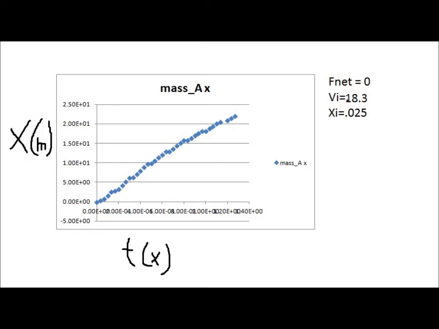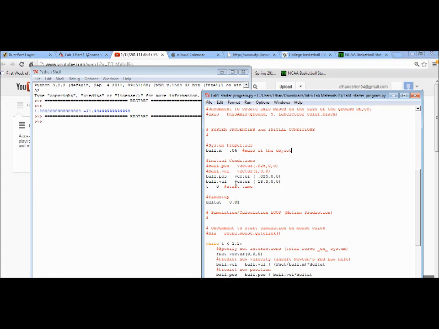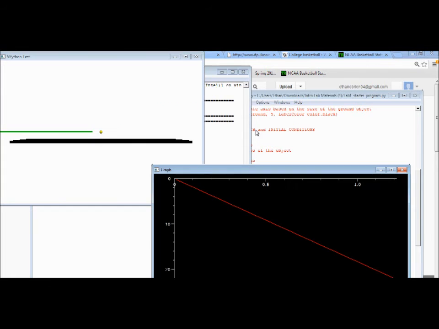This is the plot of the data. X is a function of t. What if I chose x going to the left? And this is a demonstration of what would happen. You can see that it is the same as x going to the right, except that the ball is moving to the left in the graph.